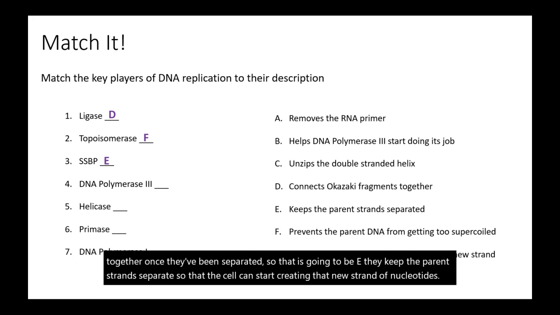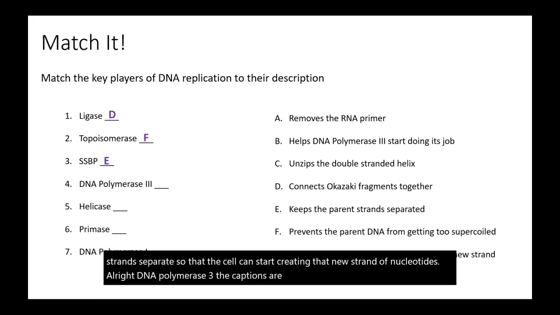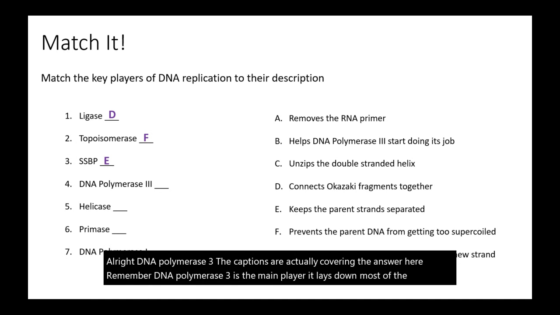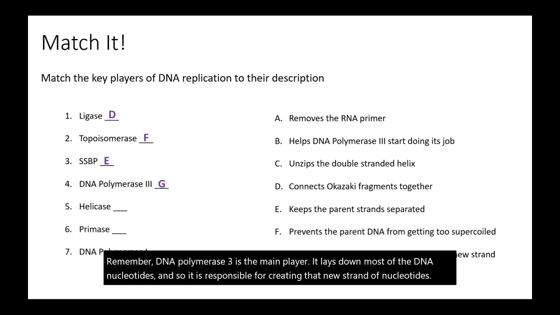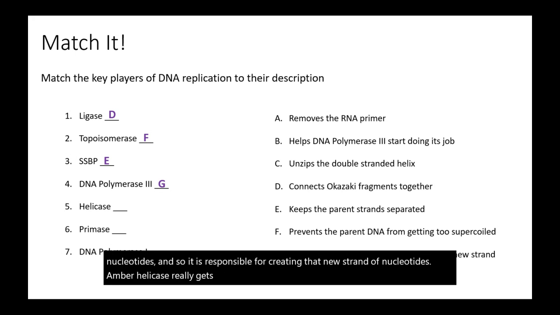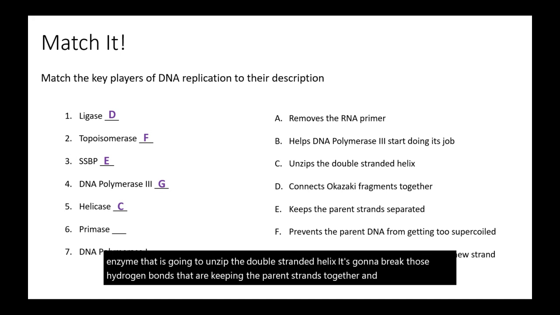All right, DNA polymerase 3, the captions are actually covering the answer here. Remember, DNA polymerase 3 is the main player. It lays down most of the DNA nucleotides. So it is responsible for creating that new strand of nucleotides. Remember, helicase really gets the entire process kicked off, because helicase is the enzyme that is going to unzip the double-stranded helix. It's going to break those hydrogen bonds that are keeping the parent strands together and allow them to separate.